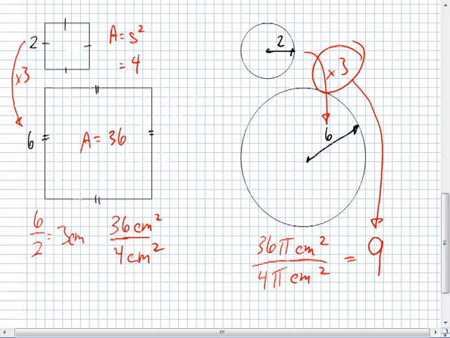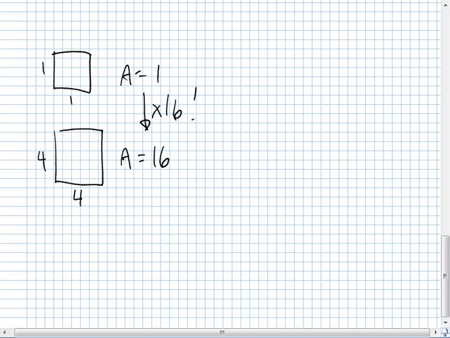Just like that. An area of a square with side length of 1 is 1, side length of 4 is 16, so I multiplied it by 16 because 1 times 4 is 4, and then 1 times 16, which is 4 squared, is 16. And it works for rectangles as well, and for triangles and any other shape. Just the squares and circles are easiest to do. So there you go.